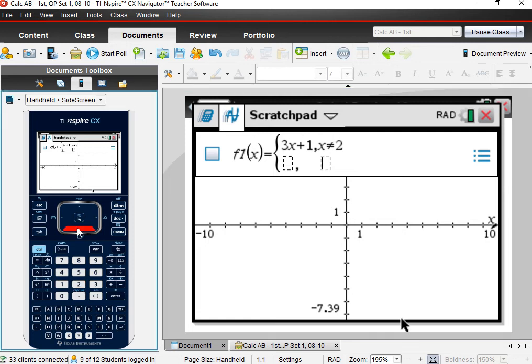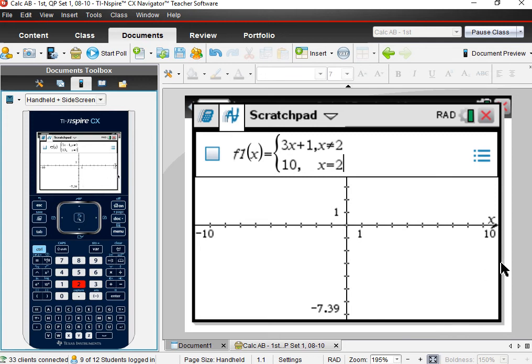And now I'm going to arrow down, and that's going to give me my next one here. And that would be what? 10, x. Okay, so it's going to be x equals 2.